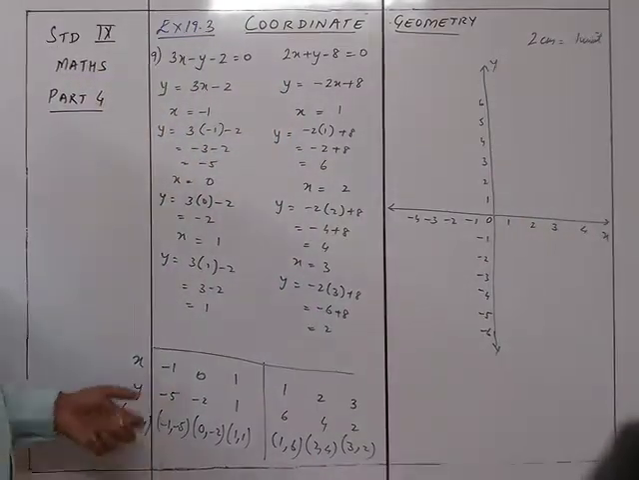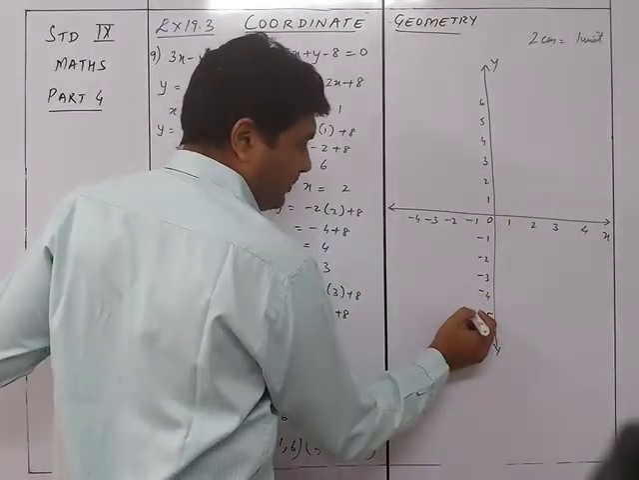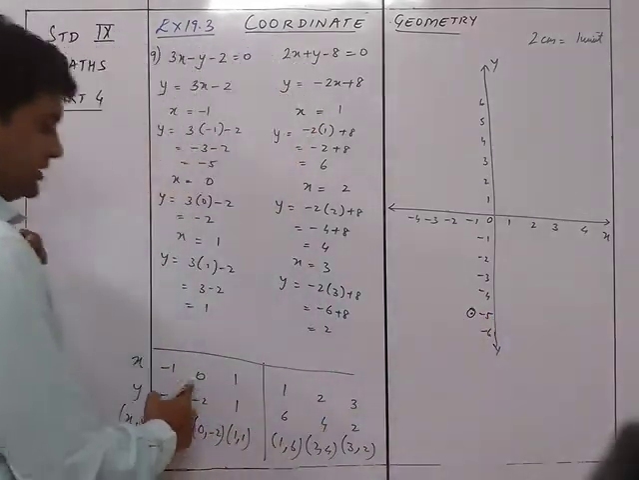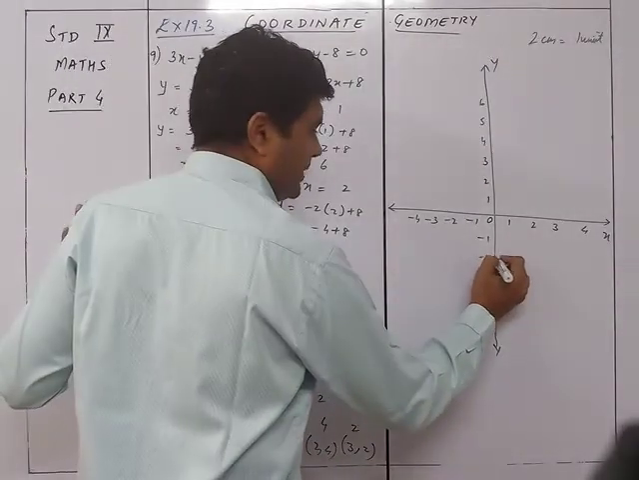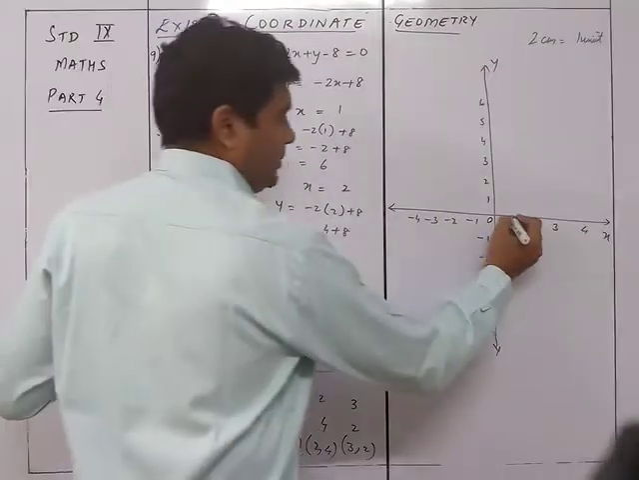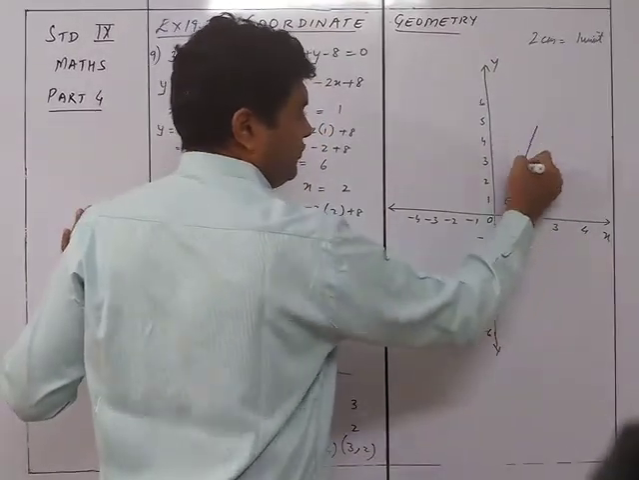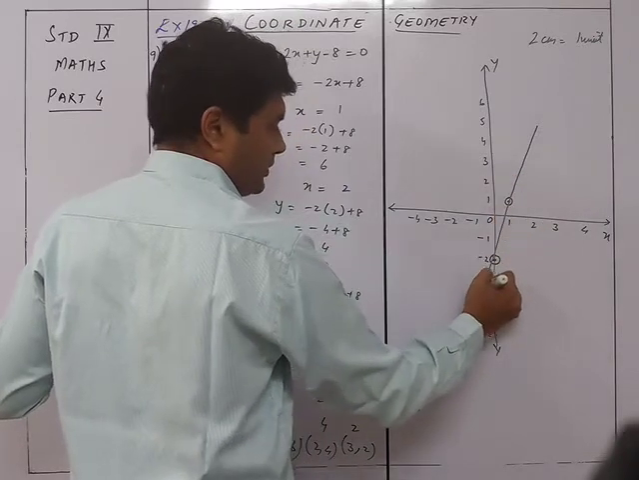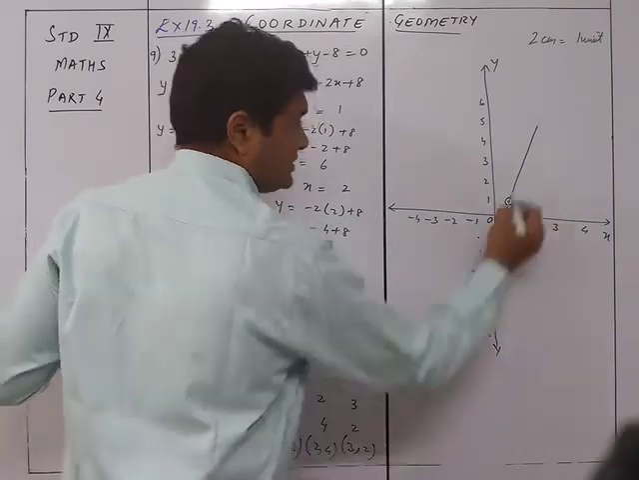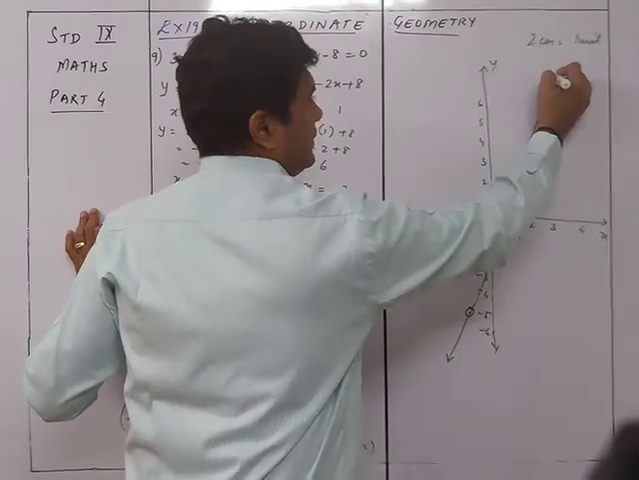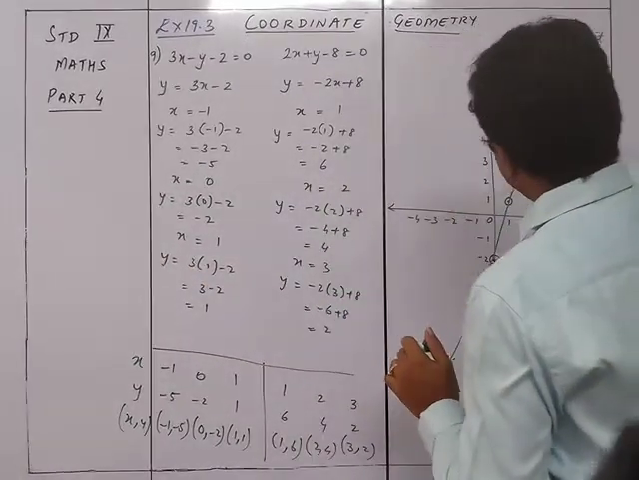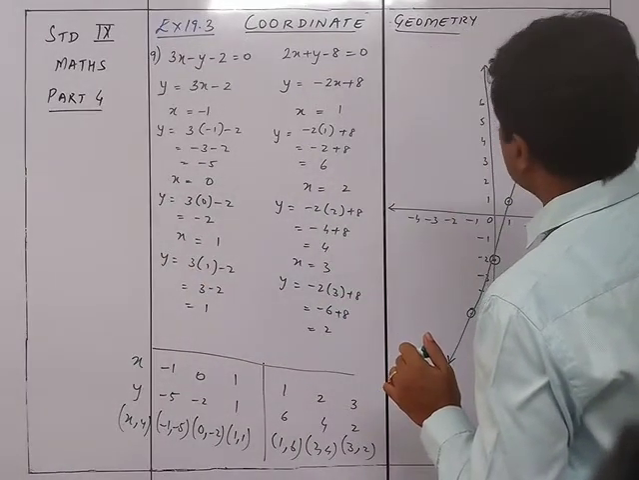Accordingly, minus 1, minus 5 will be a point over here. 0, minus 2 will be a point here. And 1, 1 will be a point over here. So that gives you the required first line in this manner. So this is your first line. The equation is 3x minus y minus 2 is equal to 0.